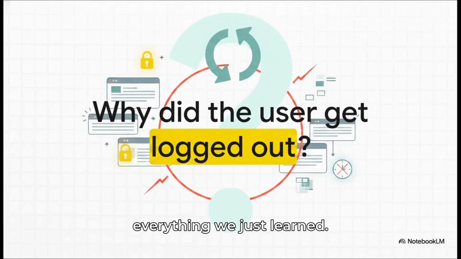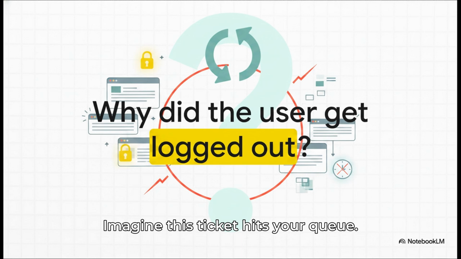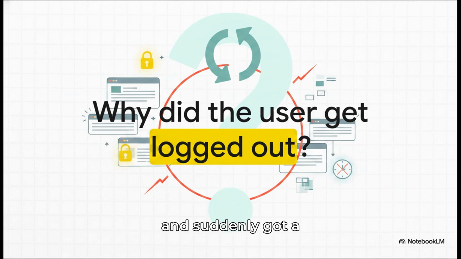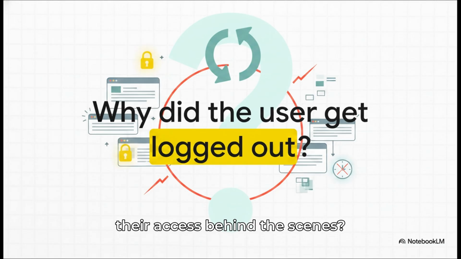Let's apply everything we just learned. Imagine this ticket hits your queue. A user reports, "I was working and suddenly got a session expired pop-up." That seamless experience we just talked about, it suddenly broke. Why did the user get unexpectedly logged out instead of the application auto-refreshing their access behind the scenes?